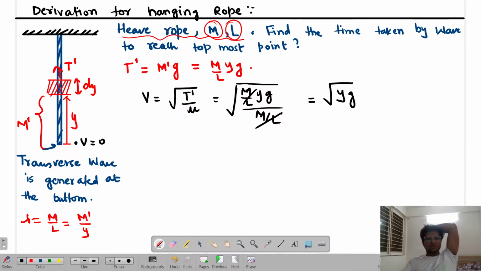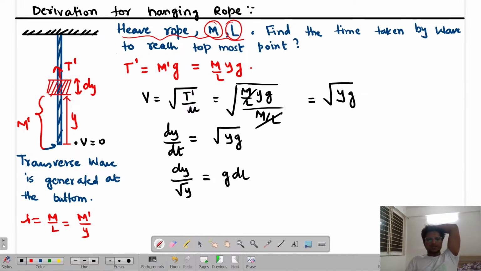So if velocity is variable and time is variable, then we know that velocity will be given as dy by dt, isn't it? That should be equal to root under yg. So dy by root under y is equal to g dt. And if I integrate it, then I'll get the total time of traveling, or not. Understood? Is that clear or not?